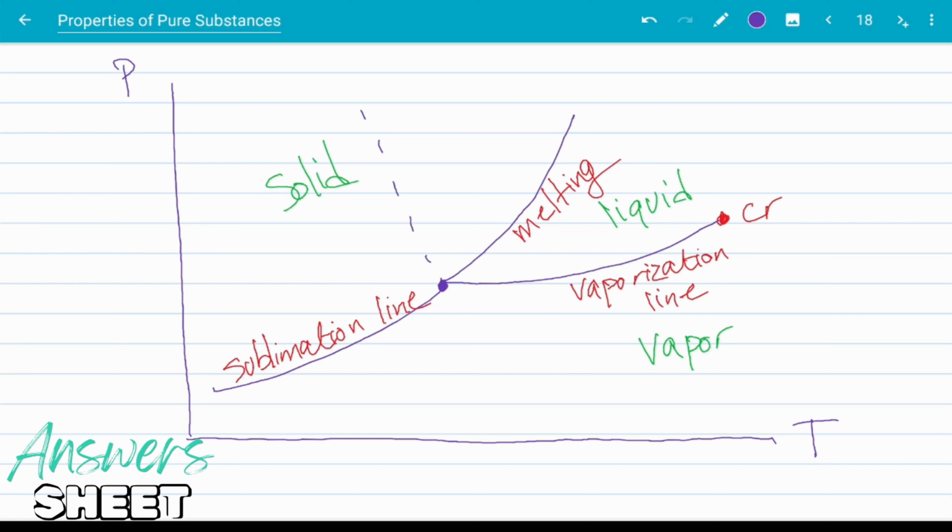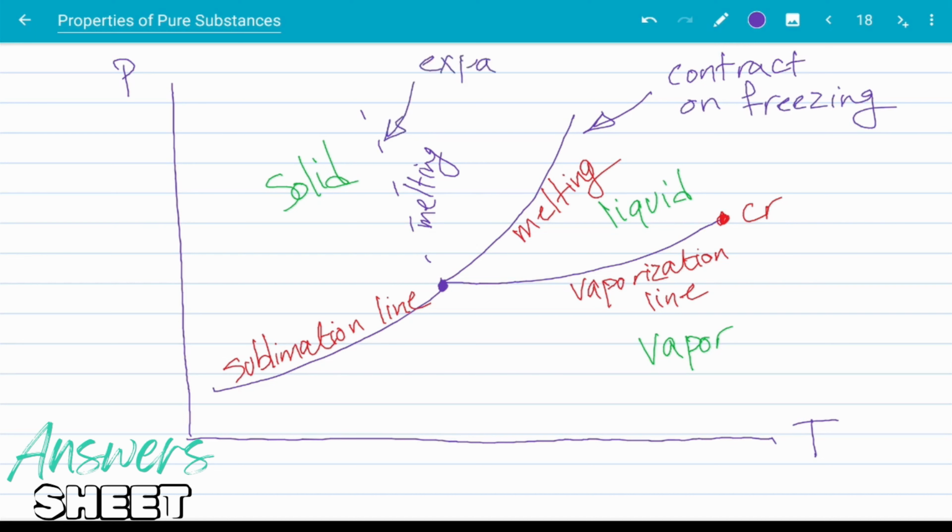Now I'm going to add another line here. This is also melting. Now the difference between these two melting lines is that this one is for normal substances, or the ones that contract on freezing. This line over here is for substances that expand upon freezing, like water. Okay, so let's take a look at this.